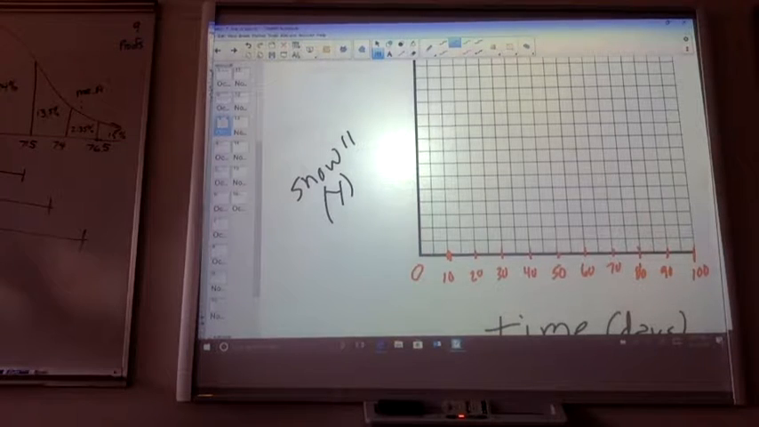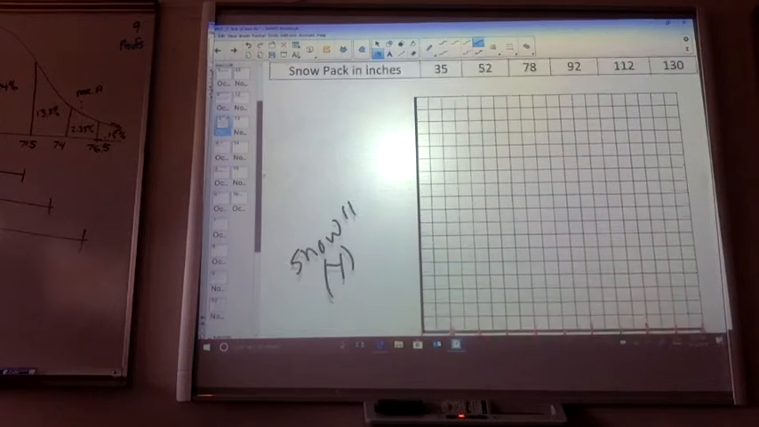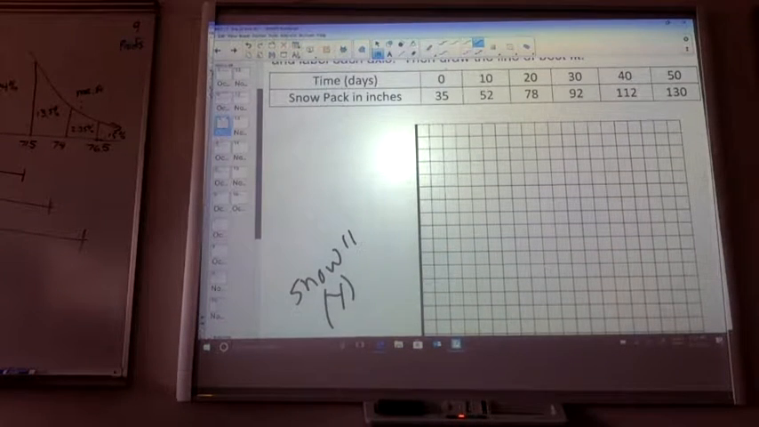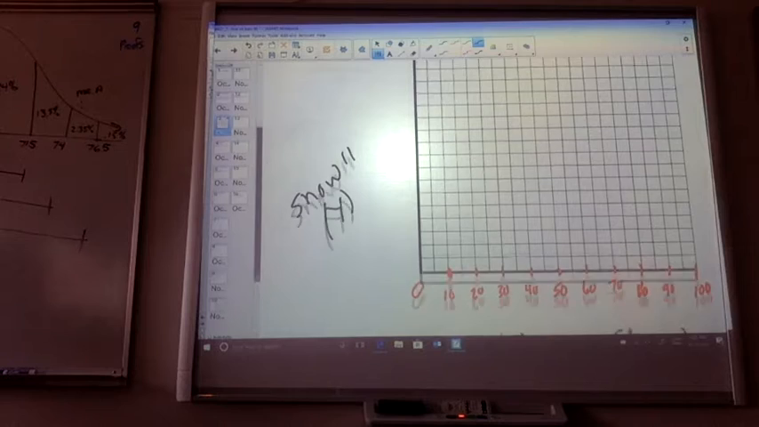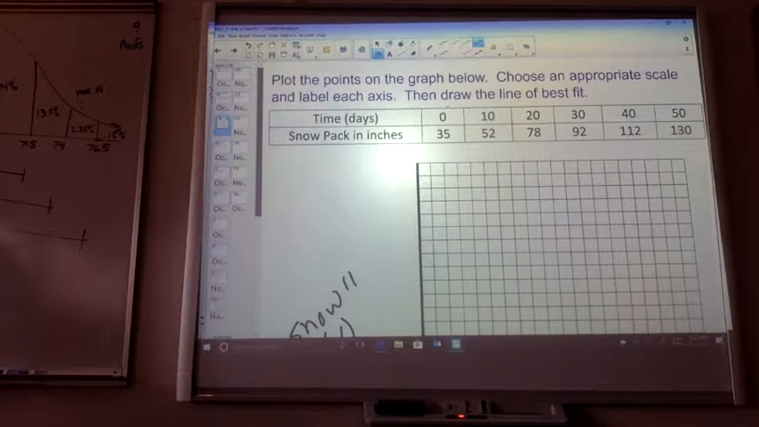Is there snowfall sometimes in March? Sure. On this particular mountain, there might be. All right, and then we're talking about the snow in inches. Okay, so it's snow in inches. So we have 35, 52, 78, 92, 112, and 130.